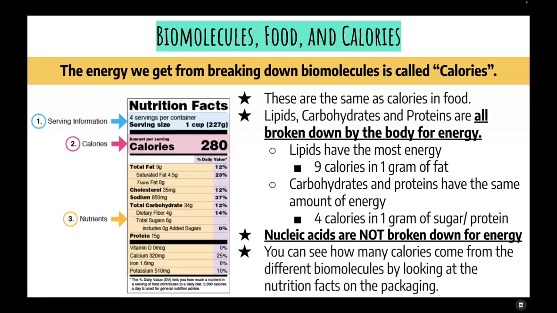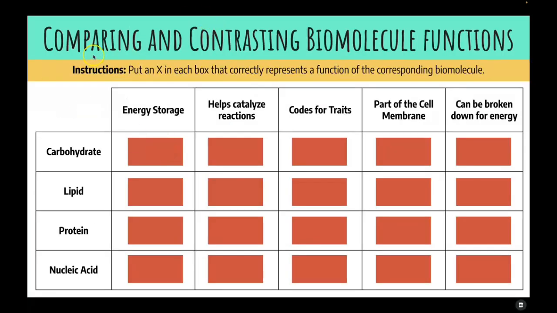So you can see how many calories come from the different biomolecules, so the macromolecules, by looking at the nutrition facts on the packaging. So you can see your nutrition packaging and see how many calories they have, how much energy will be provided. So a little review. Compare and contrast biomolecule functions. Put an X in each box that correctly represents a function of the corresponding biomolecule.